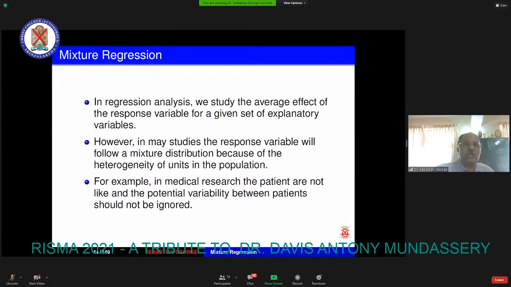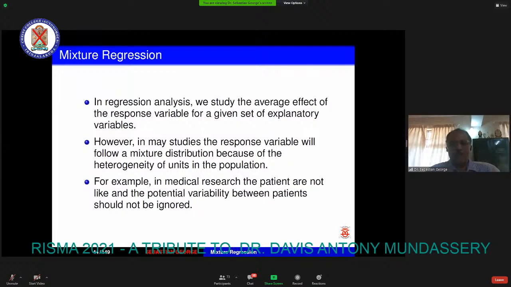I will just come to the idea of mixture regression now. So once you know the idea of the mixture model, then we will come across the mixture regression model. Mixture regression means, essentially, if you have a situation in which the response variable follows a mixture distribution, then many of your usual assumptions of regression theory will be violated.